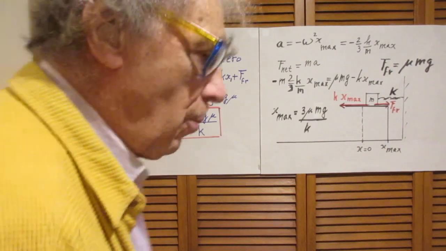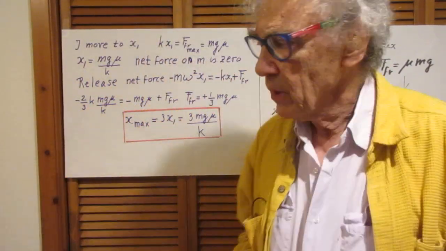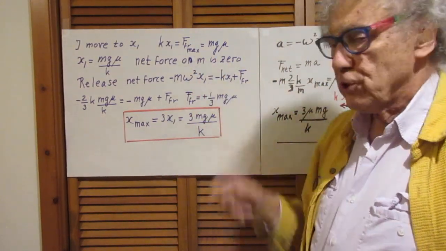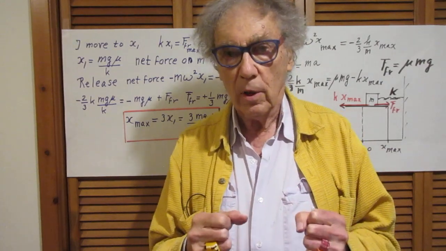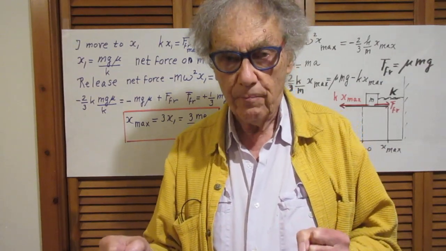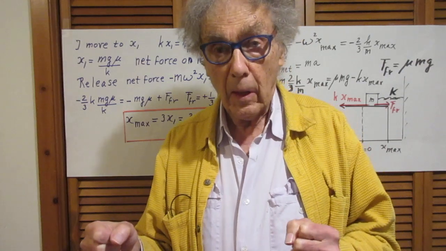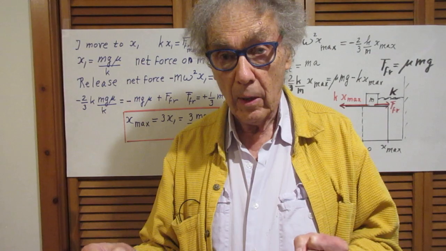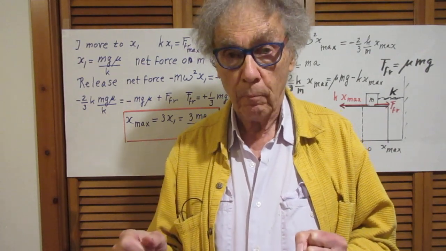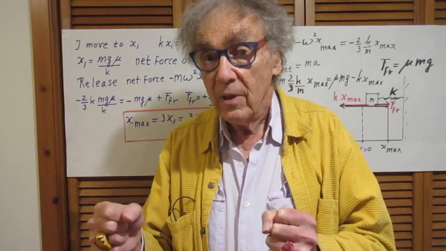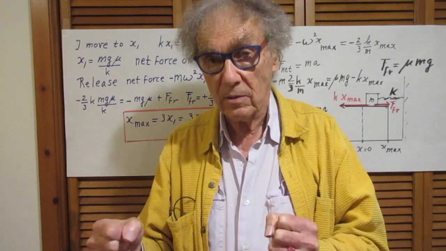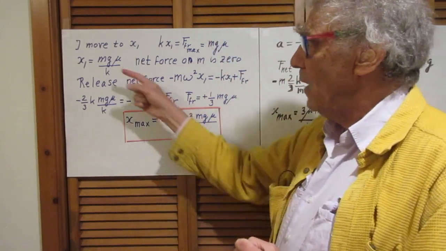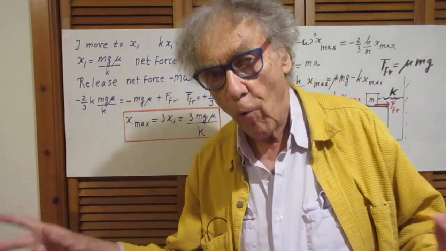I'd like to add something to my solution. This is the last page of my solution, in which I show that if I move the big block over a distance x1, that if I move it just a hair further, then the small box will slip. So I move it and I hold it firm in my hands. That x1 is then mg mu divided by k. You can go over that solution.